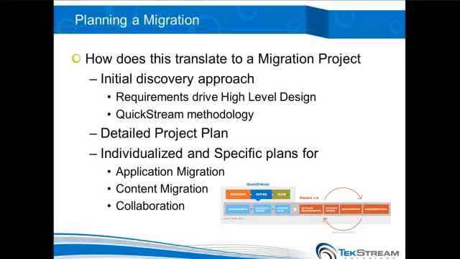So taking that and doing that initial, we call it a quick stream within our methodology, that initial approach, discover, design, and plan, the output of that is you have your list of requirements, you have your high-level design, you have your project plan for moving forward. That can turn out to be very detailed. You can individualize that and make it very specific: here is the plan for the application migration, here is the plan for content migration, here's the plan for collaboration, so that if it is a large set of things that needs to be done, you have your arms around all of them.